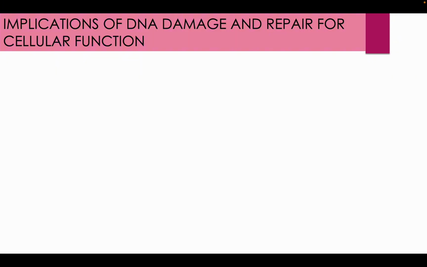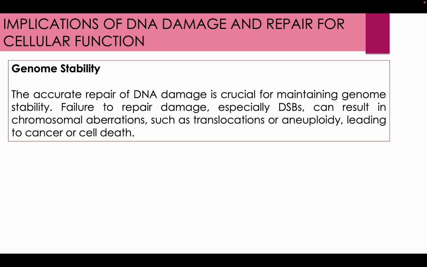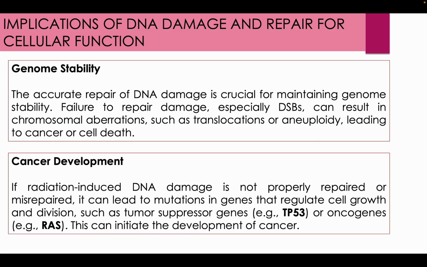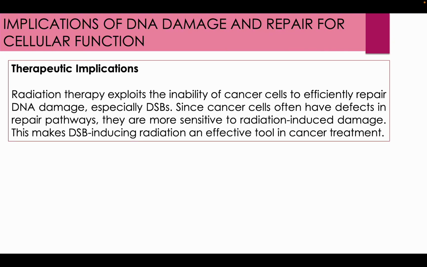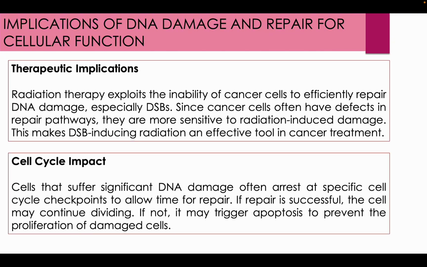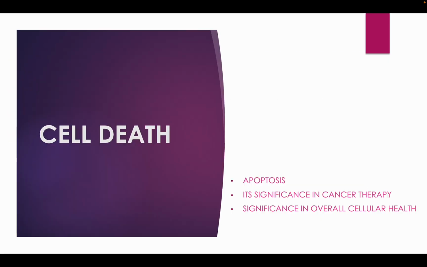Okay, so now let's talk about the implications. What are the implications of DNA damage and repair for cellular function? The first one is genome stability. The second one is cancer development. We have the therapeutic implications. And we have the cell cycle impact. So those are the 4 implications of DNA damage and repair for cellular function. Understanding these mechanisms helps in assessing radiation risk, improving radiation therapy, and also developing strategies to protect cells from radiation damage. Okay. Now, let's talk about cell death.